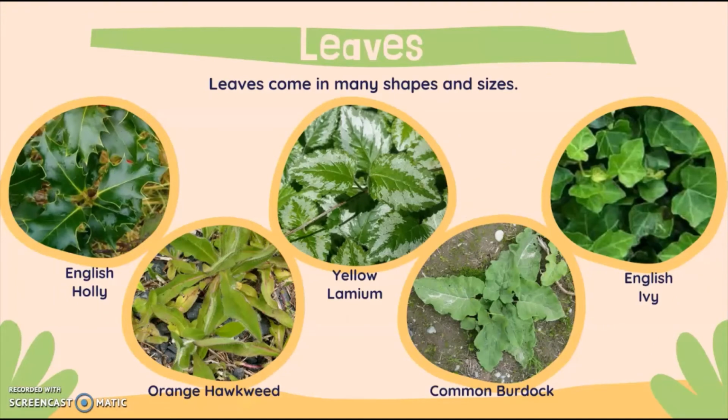Leaves are also a good thing to look out for. You can take note of how big they are, if they have smooth or serrated edges, their shape, how many lobes they have, and if they have any particular color. You can also look at how the leaves are arranged on a stem or stalk. Here are a few examples of leaf characteristics. English holly has serrated leaf edges, orange hawkweed has long, slender, and hairy leaves, yellow lamium has distinctive grayish-green colors, and common burdock has very large leaves, and English ivy has 3 to 5 leaf lobes, a bit like a maple leaf.